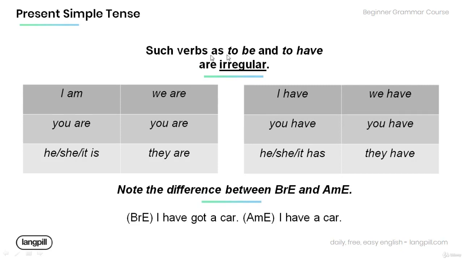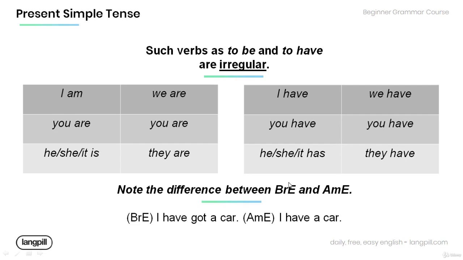Remember that such verbs as to be and to have are irregular. Have a look at the table below. I am, we are. You are, you are. He, she, it is, they are. I have, we have. You have, you have. He, she, it has, they have.